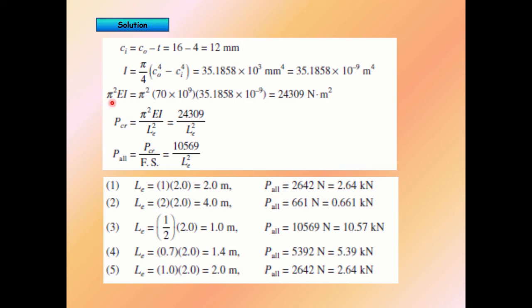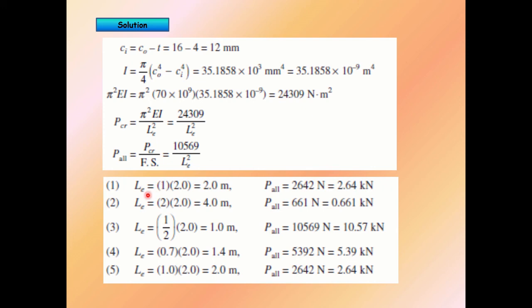So from the Euler formula, you determine this value, pi to the power of 2 times E times I. This is the inertia for hollow. Substitute the value into this equation. This is the P critical formula. Change to P available, so divide by the safety factor. This is the P available formula.